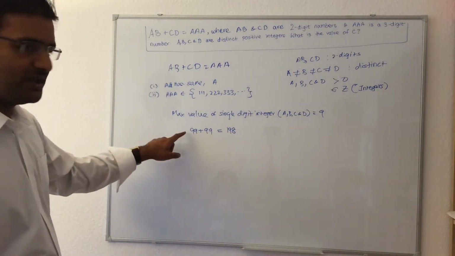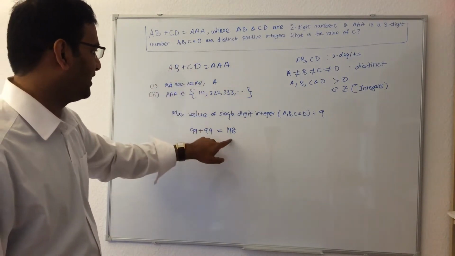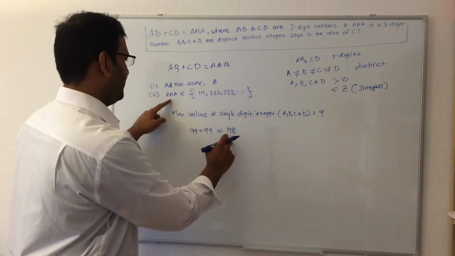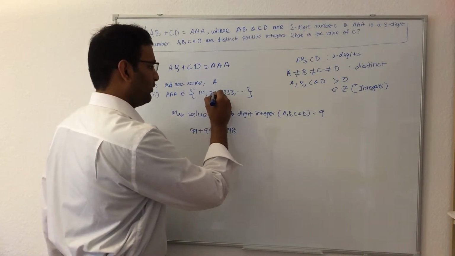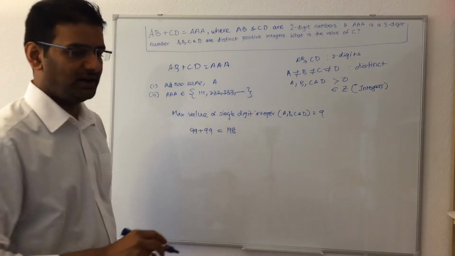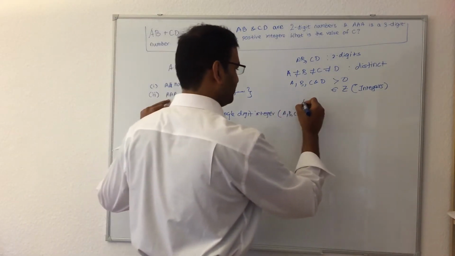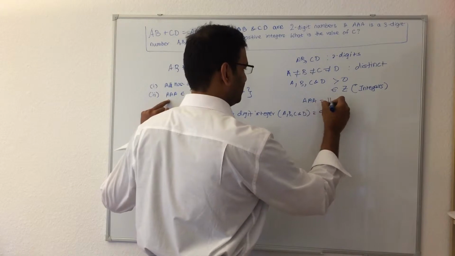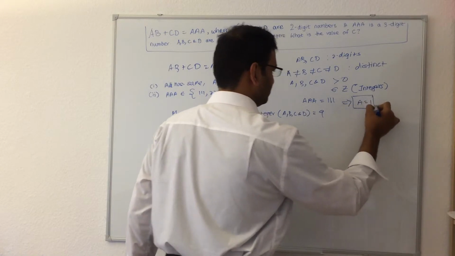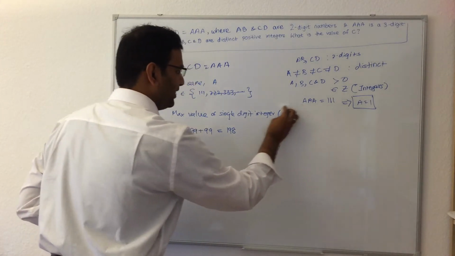So when we give A, B, C and D the maximum value 9, then the left hand side of the equation adds up to 198. Therefore, the value of AAA cannot exceed 198. So the values 222, 333, 444 and so on are no longer applicable because these numbers are greater than 198. Therefore, the value of AAA has to be 111, which implies that the value of A should be 1. However, this is not the solution that the question is asking us for. So we need to do a little more computation.